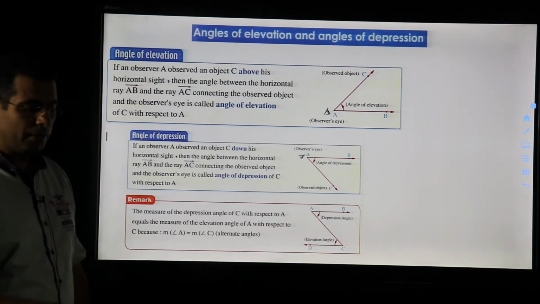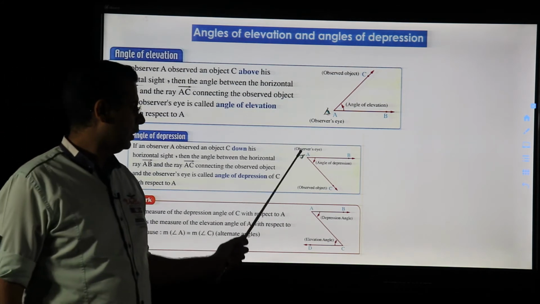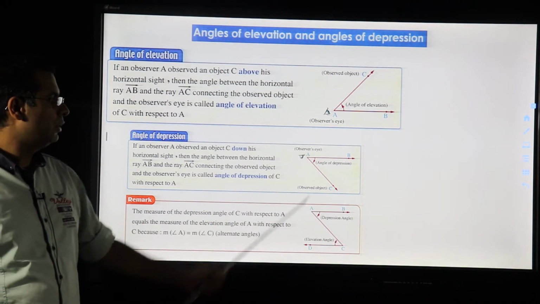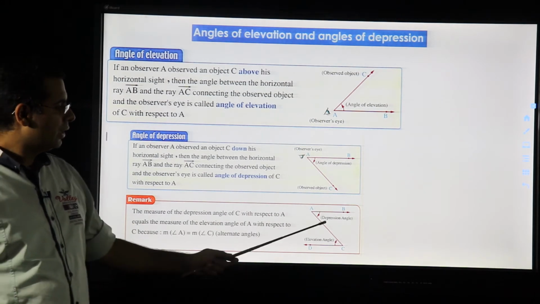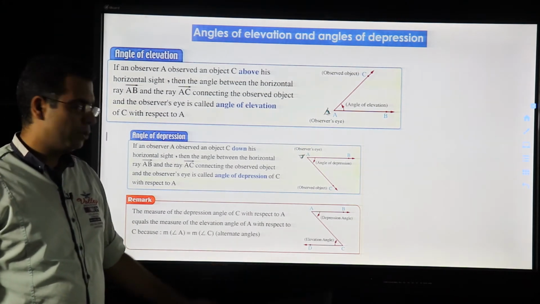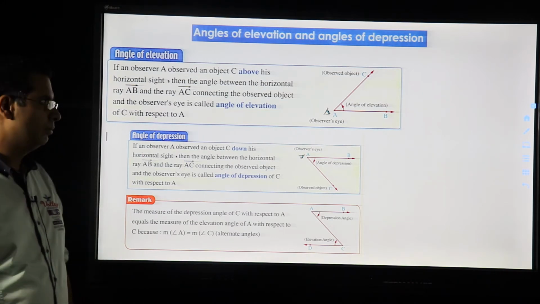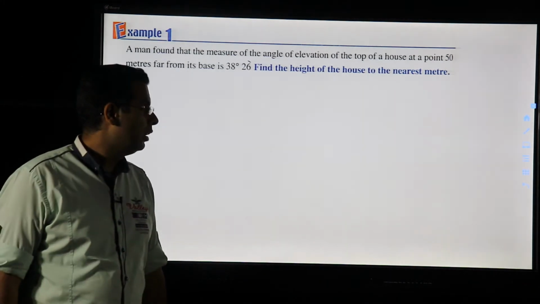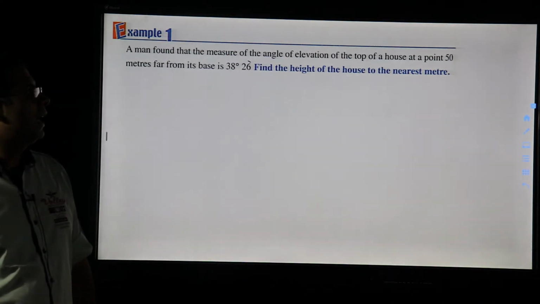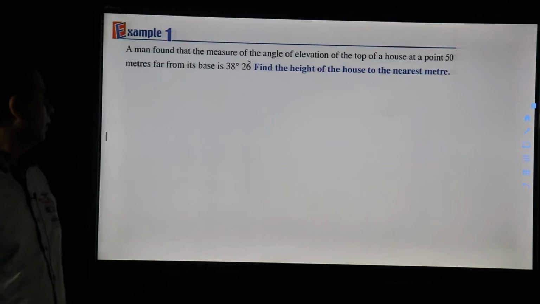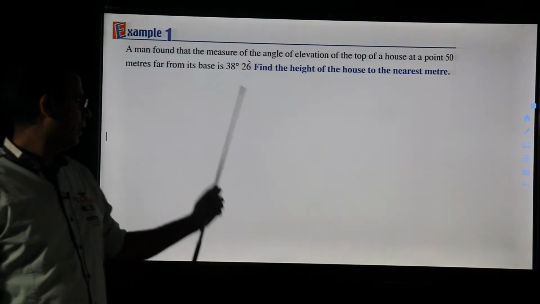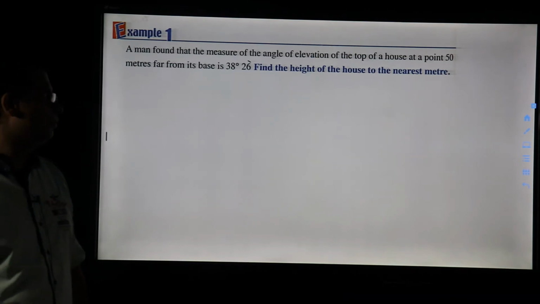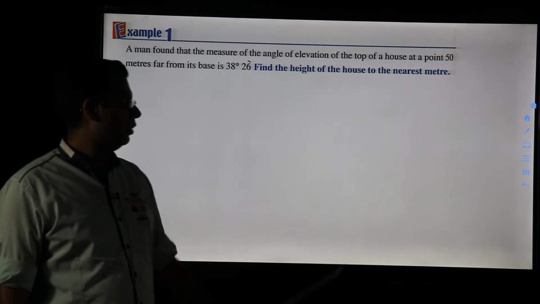If I look at something below, the angle between the horizontal line and the line between the object and my eye is called angle of depression. This angle of depression equals C because we have alternate angles. For example, a man found that the measure of the angle of elevation of the top of a house at a point 50 meters far from the base of it is 38 degrees 26 minutes. Find the height of the house.